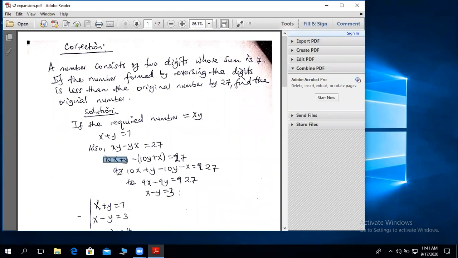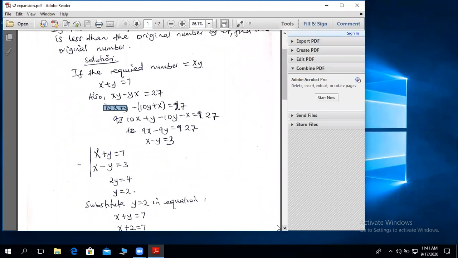Now this becomes my equation 2, and I solve it simultaneously with equation 1 there. And when I do that, this is equation 1, this is equation 2. Now here I want to eliminate x. I don't have to multiply because here the coefficient is 1. So I should have multiplied by 1 here, and we get the same thing.